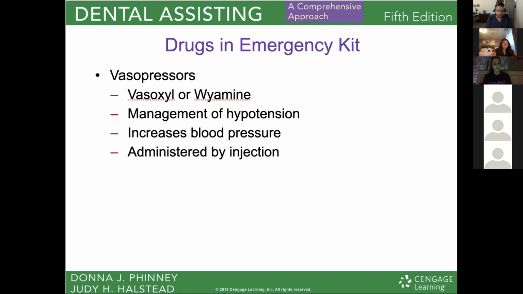Vasopressors are used to manage blood pressure. These include Vasoxyl or Wyamine. These manage hypotension, or low blood pressure. And so what it does is it increases the blood pressure so that it's at a safe level, and it's usually administered by an injection.